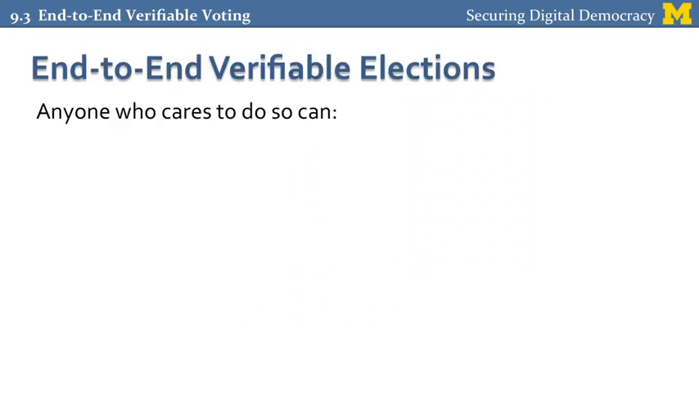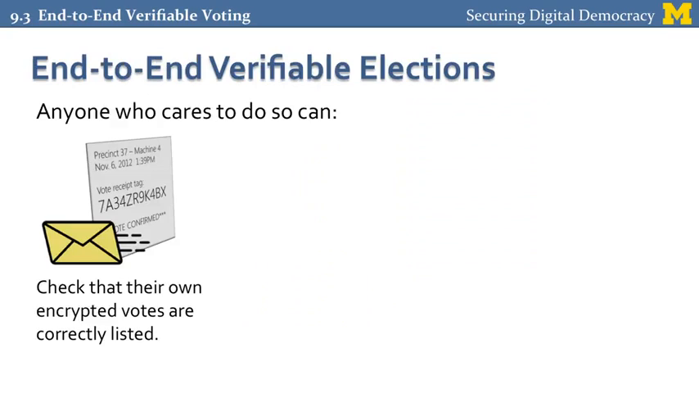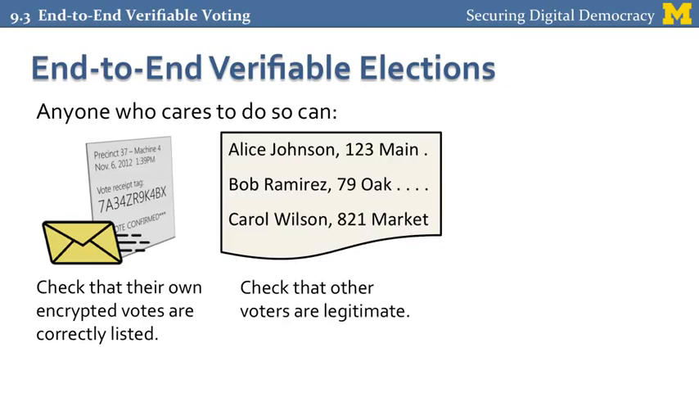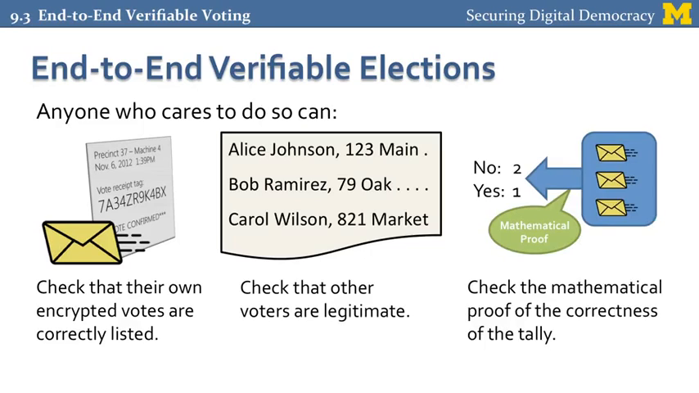But now any voter who cares to do so can, A, check that their own encrypted ballots are listed in the totals, B, check that the other voters whose names appear there are legitimate voters, that the officials haven't just made up people along with their votes, and C, check the mathematical proof of the correctness of the tally. So these things together provide you with very strong evidence that the election outcome was correct. And you can do these without having to trust that the people performing the counts were doing their jobs correctly or that they're fundamentally honest. So this is the promise of E2E verifiable systems.